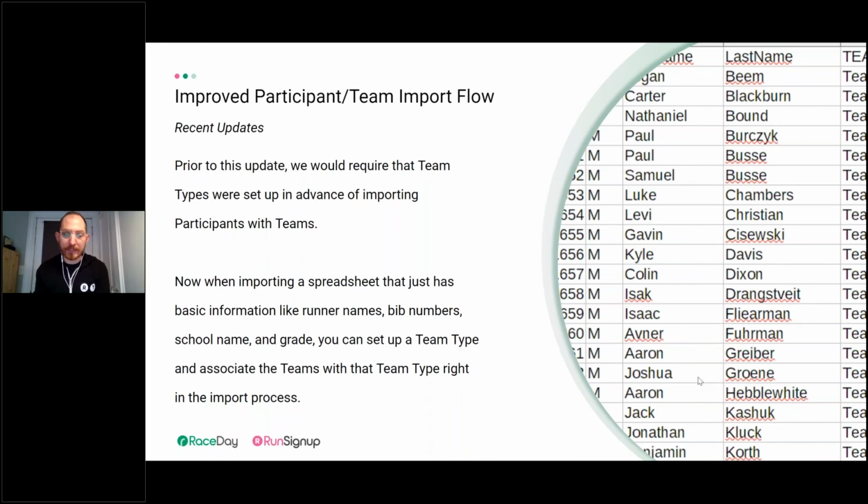So I've made this much easier because most of the time you have a single entry spreadsheet that has a very limited amount of information: runner names, bib numbers, school name, grade, and the team name. Before this, you'd have to go in and add the team type, and then go to the import. And it was a little bit confusing. So I've made that easier by allowing you to create the team type you need when you're actually doing the import. I'll just walk through how that works.